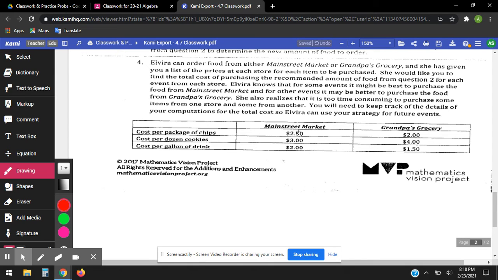So we got a little more for the chips, a little less for the cookies, a little more for the drinks. She would like you to determine the total cost of purchasing the recommended amount of food from question 2 for each event, for each store.